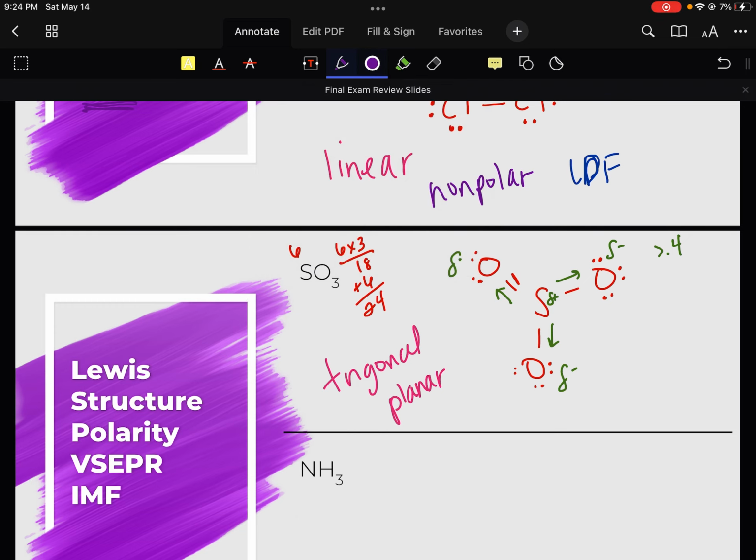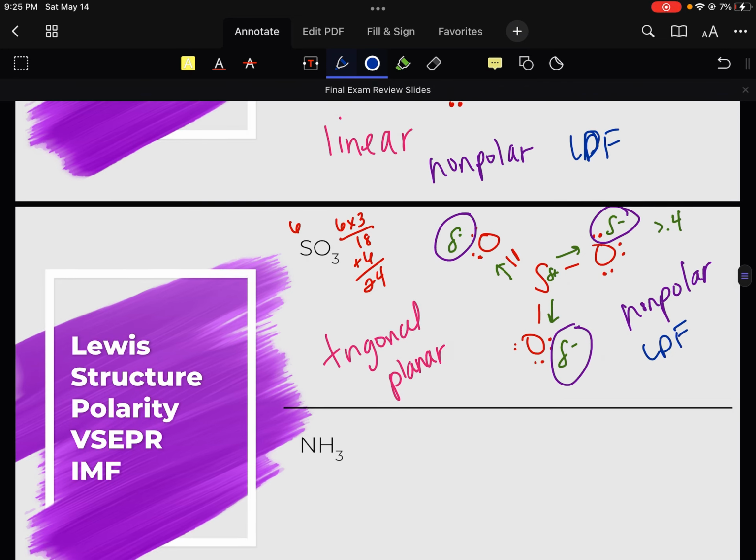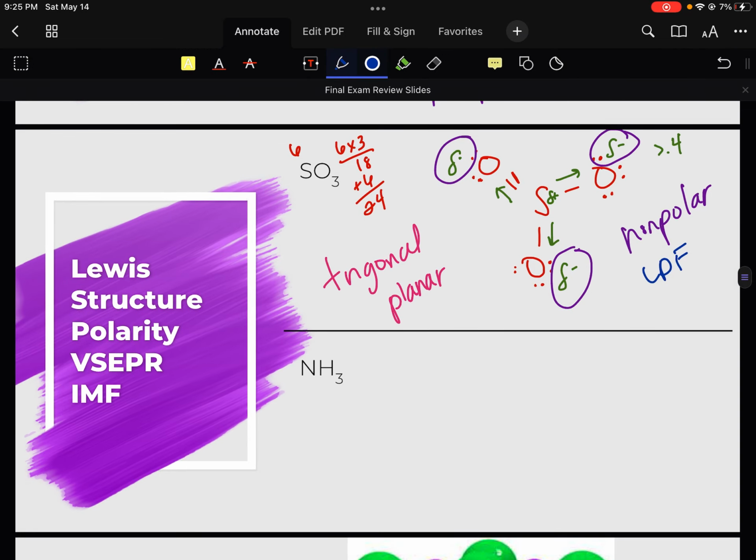When we try to figure out the polarity of our molecule, we have to look: do we have a positive end and a negative end? And the answer is no, we have a negative end and a negative end. So this molecule is non-polar because there are no opposite ends. And a non-polar molecule only has LDF. The reason it's non-polar, even though it has a polar bond, is the shape. Because it's trigonal planar, everything is spread out evenly. The negatives are all around the outside, so there are no opposite sides.